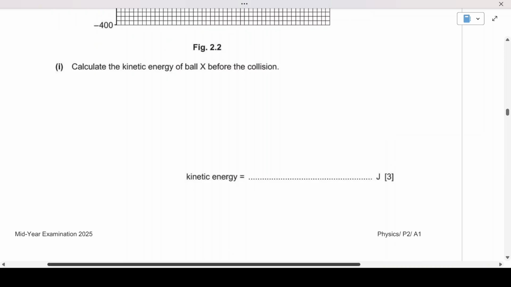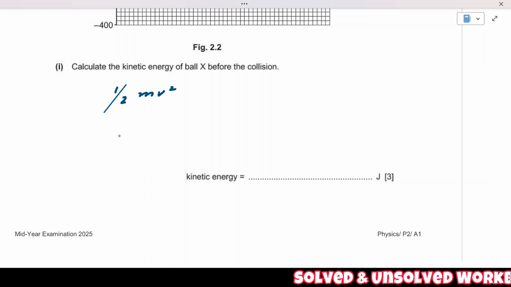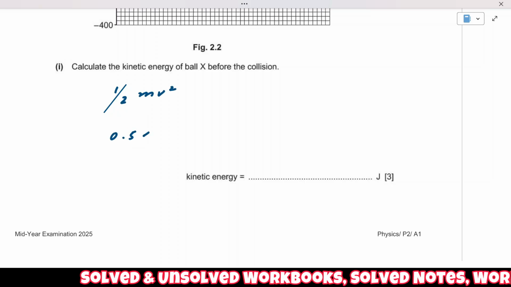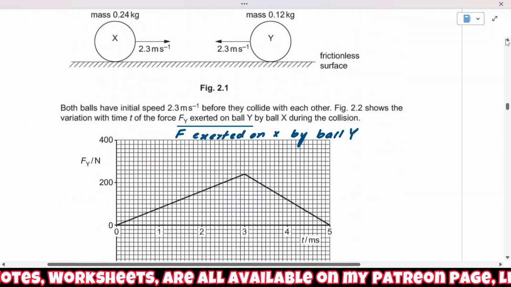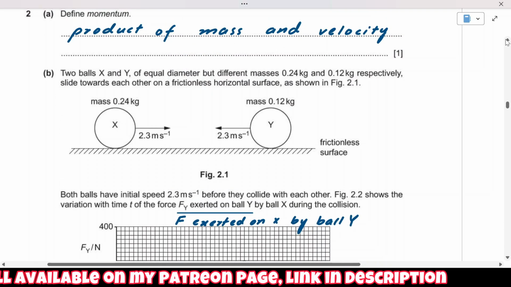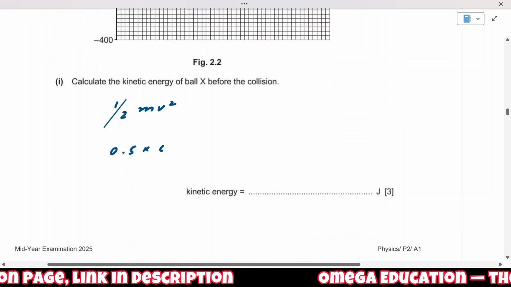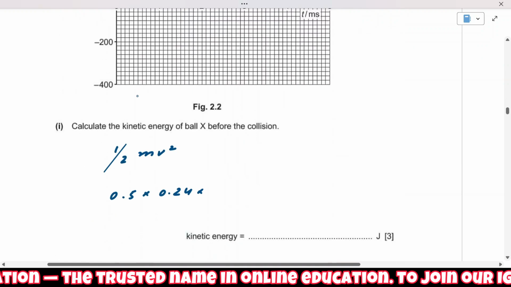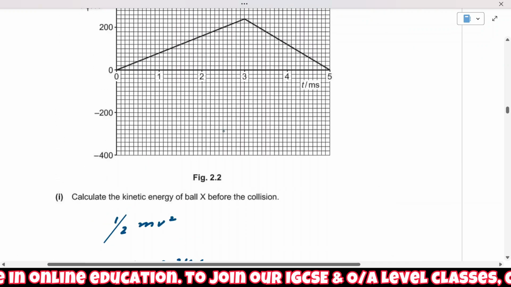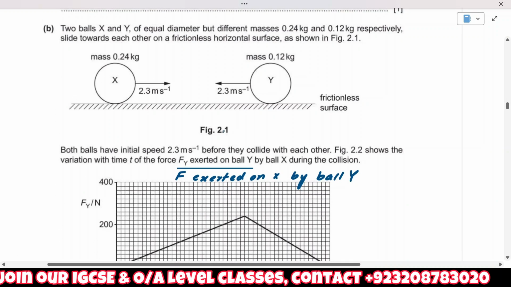But the very first question is, we need to calculate the kinetic energy of X before the collision. Okay, so first thing is we write down the formula 1 over 2 mv squared. The formula must be written. So 1 over 2 means 0.5. Let's check out the value of mass of the ball X. Okay, 0.24. So before the collision, what is the velocity? 2.3. Probably the easiest question.